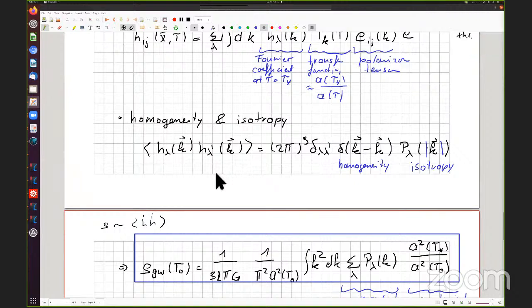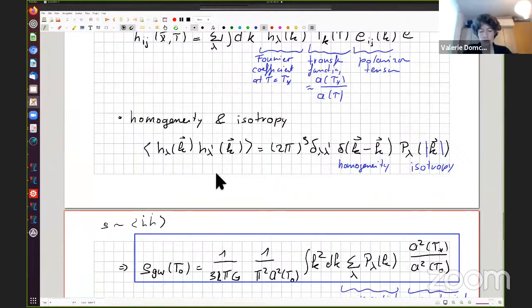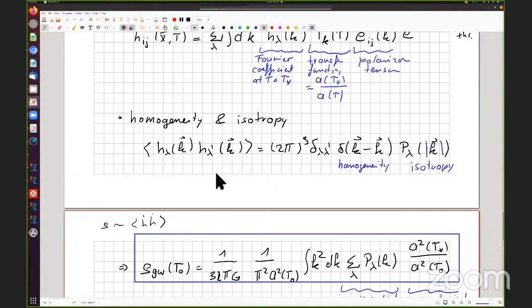Okay, so it's more like referring to how they are sourced. That's how the homogeneity and isotropy enter, I guess. Yeah. Okay. Thanks.